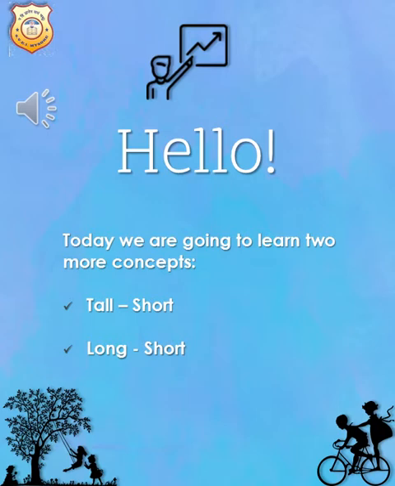When we see an object in a standing position beyond a certain height, we call it a tall object. The opposite word of tall is short. The object in a standing position below a certain height is a short object. Now, let us see the examples to compare between tall and short objects.